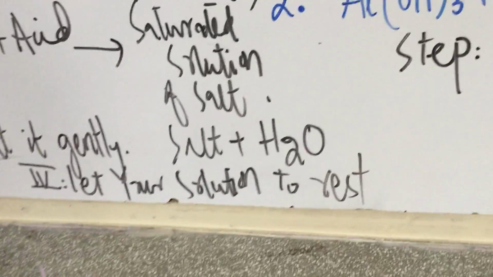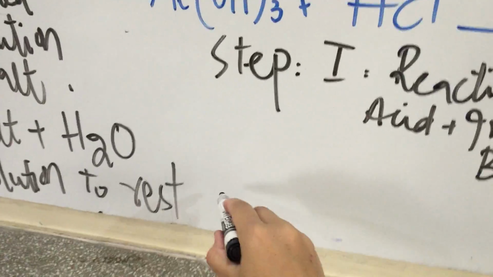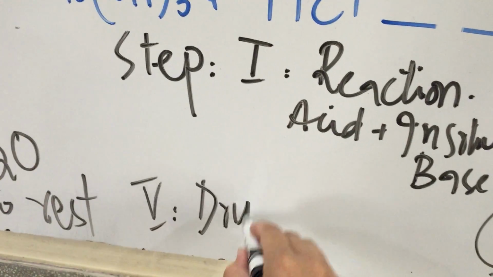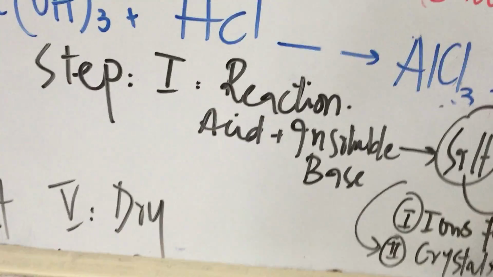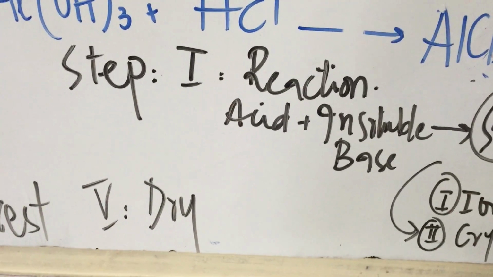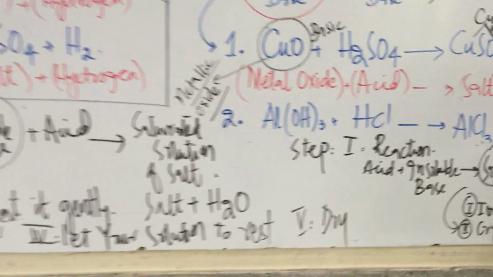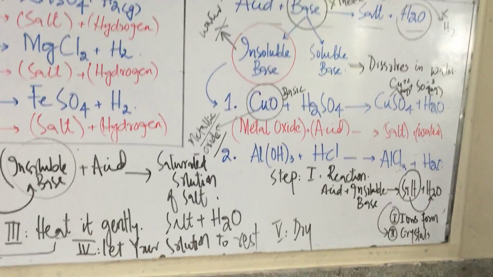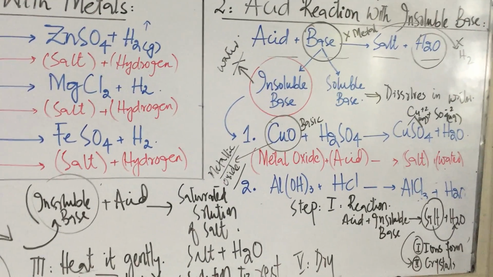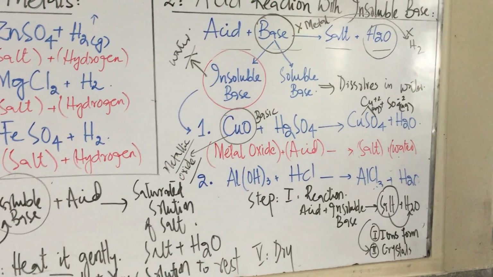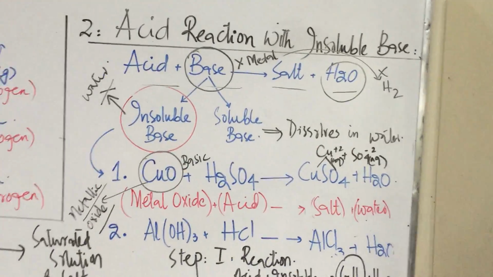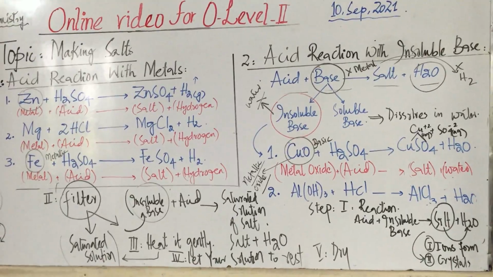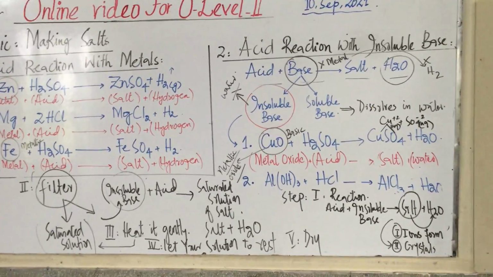And the fifth step is to just dry your crystal. That is an easy step. It can be done by just dabbing the crystals with the filter paper. So girls, these were the techniques used in order to obtain your crystals, and these are not mentioned in your book. You just have to remember the steps. In the first step, you were just reacting your insoluble base.